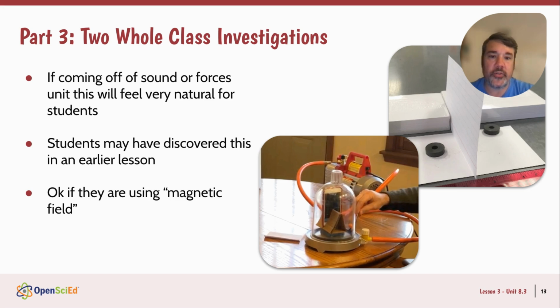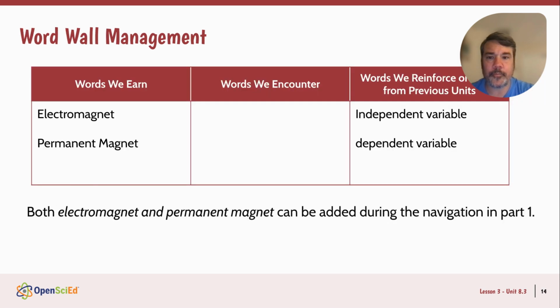Students may start to use the word magnetic field here. Maybe they have all along, and just let them use it. That's okay. We're not going to define it yet. We're going to define that word in lesson 4. We're going to do a lot of work around magnetic field. So just let it be for now. Let them use the word. It's totally fine. Don't feel the need to define it or add it to the word wall. We're going to do a lot of that work in the next lesson.